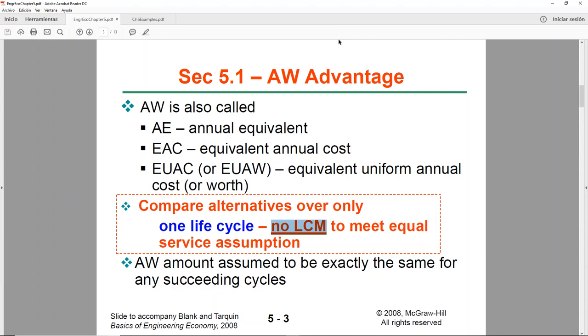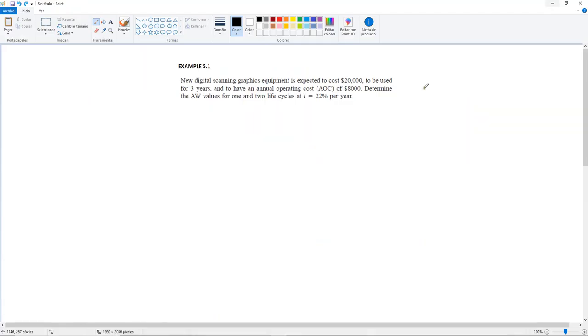Okay, so if the problem specifically says that you should evaluate them over a 3-year study period, then yes, you are going to follow the procedure from chapter 4, and you're going to be using an N of 3 for all of them. But if it doesn't say anything about the study period, then there is no need to do the LCM. You just compare the alternatives over their respective lives. Okay, but let's prove why there's no need for LCM.